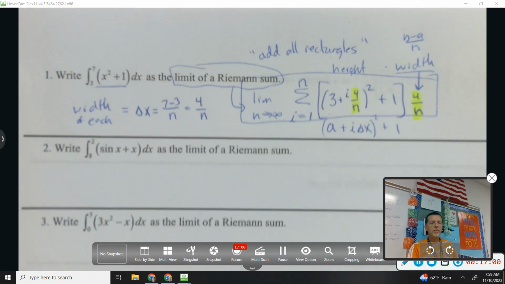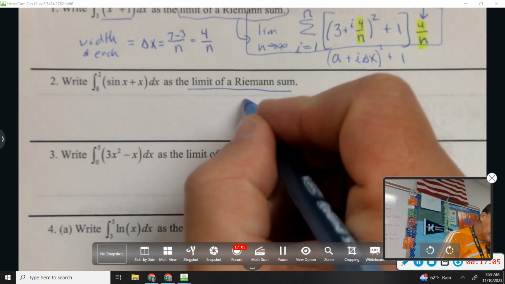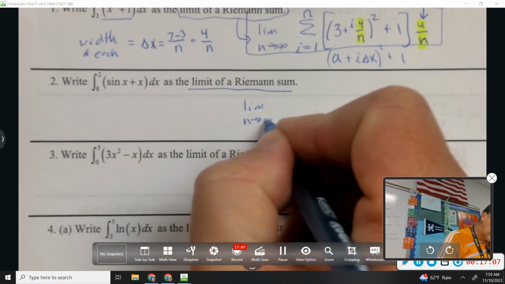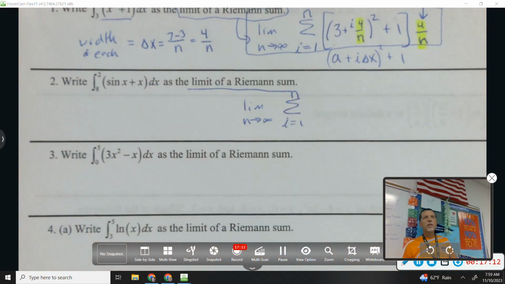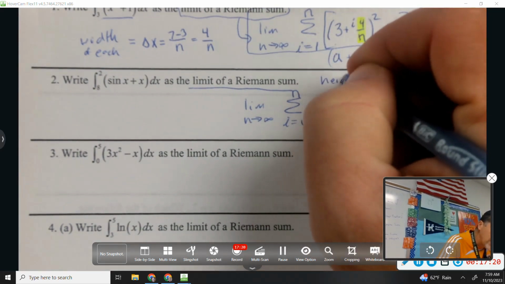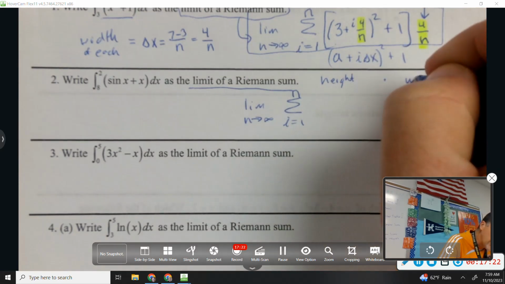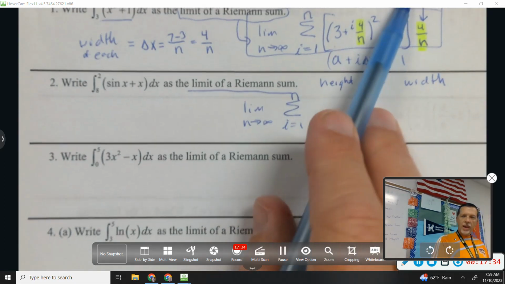Complicated. Let's try another one. Limit of a Riemann sum. So I know it's limit as n goes to infinity, the sum from I equals 1 to n. So I'm adding up an infinite number of rectangles. And again, I don't have this formula memorized. I try to figure it out each time. So I know it's height times width because I'm adding up rectangles.